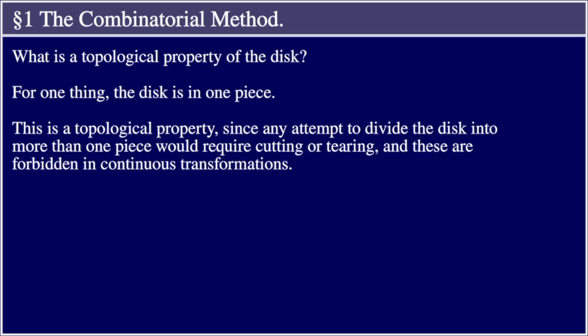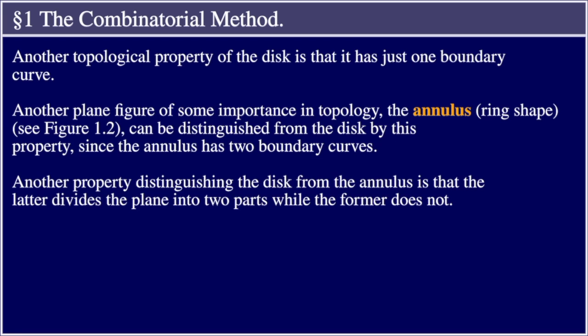What is a topological property of the disk? For one thing, the disk is in one piece. This is a topological property, since any attempt to divide the disk into more than one piece would require cutting or tearing, and these are forbidden in continuous transformations. Another topological property of the disk is that it has just one boundary curve. Another plane figure of some importance in topology, the annulus or ring shape, see Figure 1.2, can be distinguished from the disk by this property, since the annulus has two boundary curves. Another property that distinguishes the disk from the annulus is that the latter divides the plane into two parts, while the former does not.